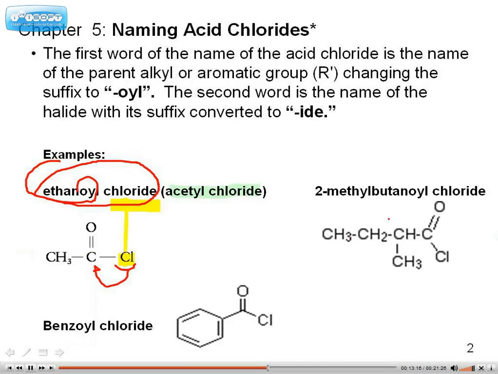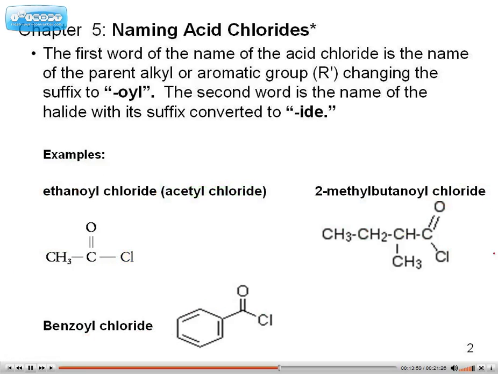I can give you various molecules, and you should be able to predict what the IUPAC name is going to be, or sketch it from the IUPAC name. Here we have carbon 1, carbon 2, 2-methyl, and then the parent is a butane, so butanoyl chloride. In this case over here we have an aromatic benzene, and originally it was benzoic acid, but substituting the OH with a Cl, it's now benzoyl chloride.